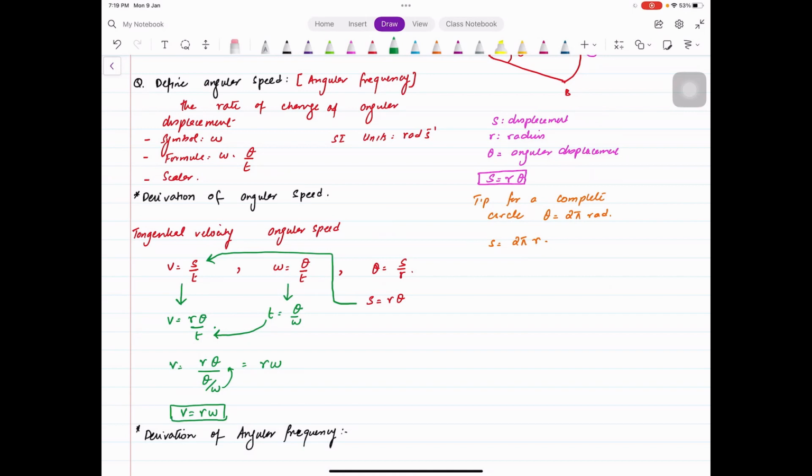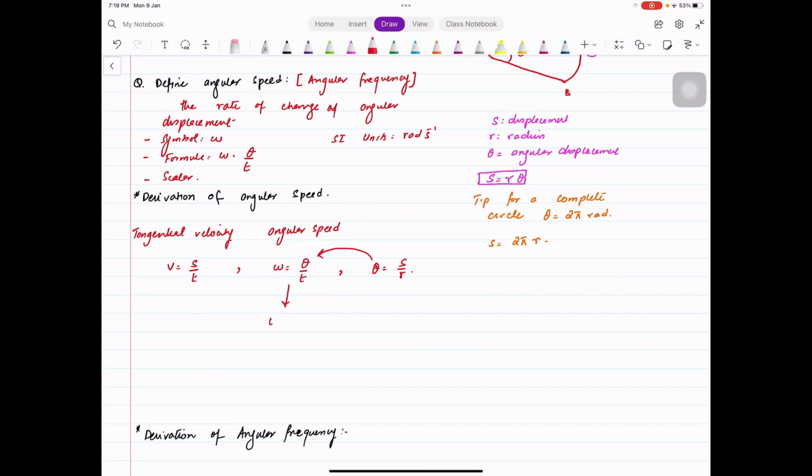All right, one other way to make it less complicated. Let's put it this way. Instead of this, what you can do is put it right here. Then it would be omega equals, instead of theta, you can write s over r, and then there's t already. Because s over t is the same as v, you can just replace these, and then it will be equal to omega times r equals v. So that's basically much simpler than the other one.